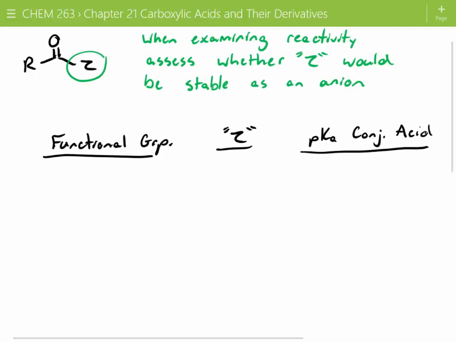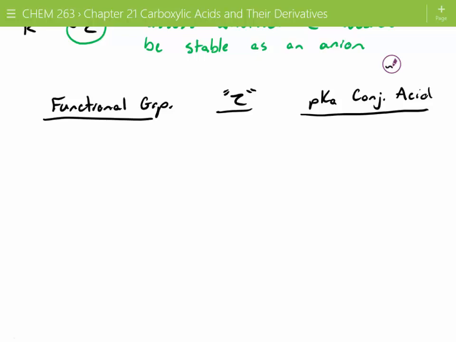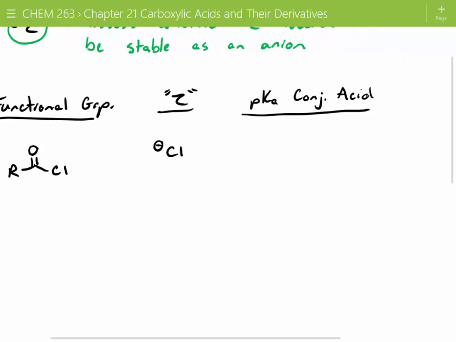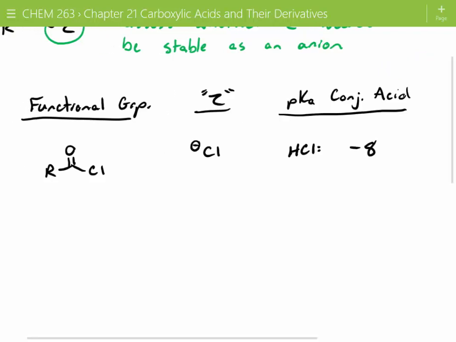All right, so the first functional group, I'm going to choose acid chloride. So if we pop Z off and turn it into an anion, it'd be chloride minus. And if we do the pKa of HCl, the pKa is going to be -8. So chloride is incredibly stable on its own, right? It's more than happy acting as a leaving group. We saw that with SN2 reactions in particular.